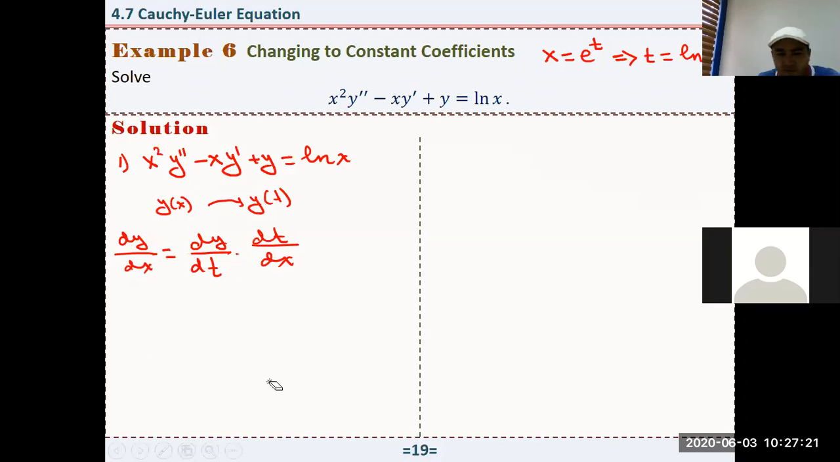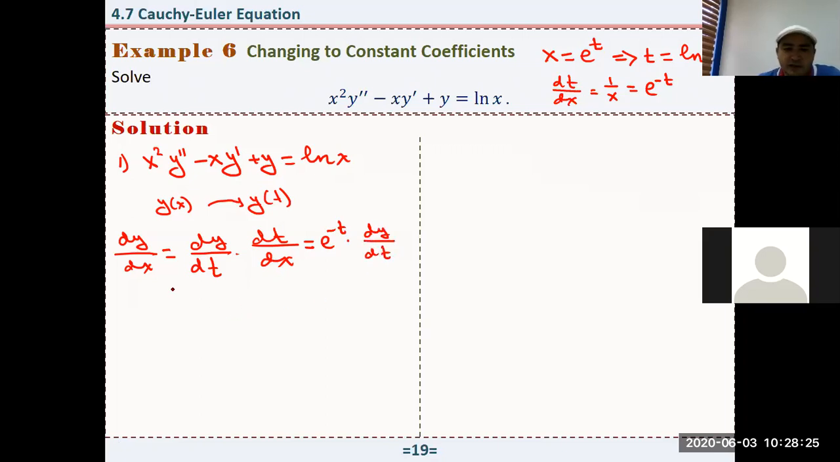It's just the chain rule, because dt cancels, right? And that's dy/dx. Now, what is the derivative of t with respect to x? T equals the natural logarithm of x. If you differentiate this with respect to x, that's equal to 1 over x, right? So dt/dx equals 1 over x. Because I'm trying to express everything in terms of y of t and t, 1 over x is equal to e to the power minus t, because 1 over e to the power t is e to the power negative t. So I have e to the power minus t times dy/dt.